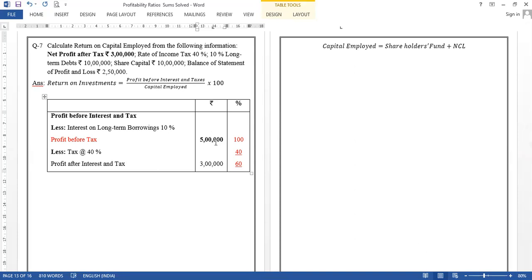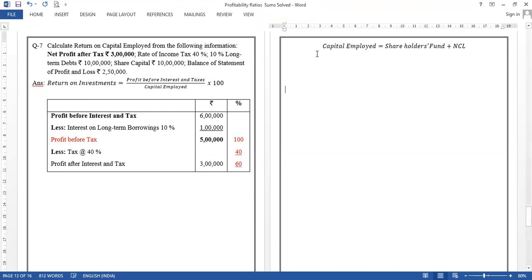So 10% of 10 lakh is rupees 1 lakh. And therefore, my profit before interest and taxes will be 6 lakh. Okay, this is the amount that I am in need of, profit before interest and tax. Now again the same thing, capital employed. To calculate capital employed, the formula is very simple. That is shareholders fund plus non-current liabilities.